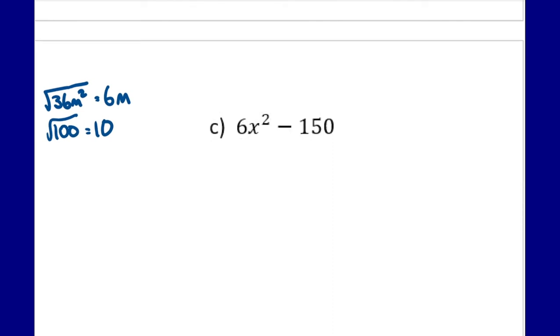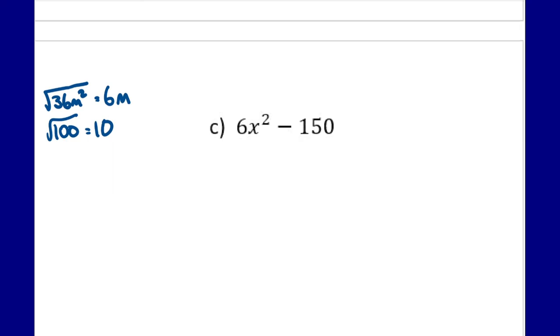For c, it doesn't quite work. I have two terms here. If I take the square root of 6x squared and the square root of 150, they don't give me nice numbers. They're not perfect squares. Square root of 6 is 2.449, and so on. So it wouldn't leave me a nice value. So right now I can't do anything except common factor.